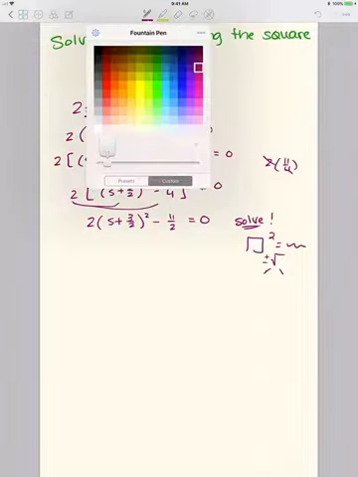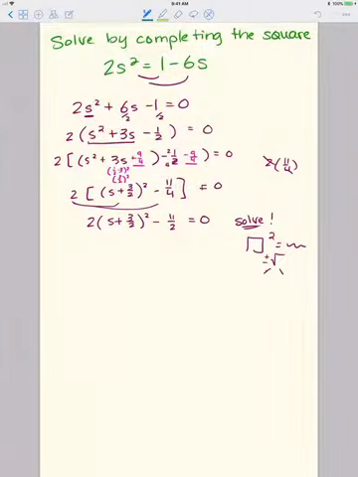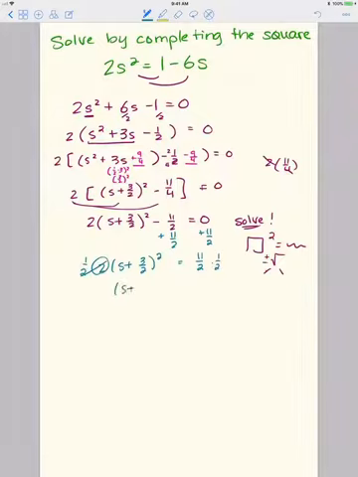So if we do that, we'll add the 11/2 and get 2 times s plus 3/2 squared equals positive 11/2. We'll get rid of this 2, so I'm going to multiply by 1/2. And then s plus 3/2 squared equals 11/4. Then I'm going to square root both sides, plus or minus.